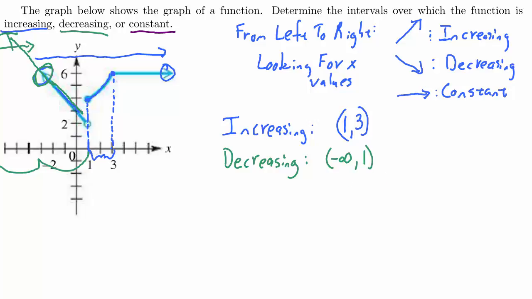Now, of course, we need to look at the constant. That will be the last one. And notice that since this keeps going this direction, that means that everything from here on to infinity is going to be the constant interval. Again, we're looking at the x values, so we're starting with 3 and going to the right. So it is 3 to infinity.